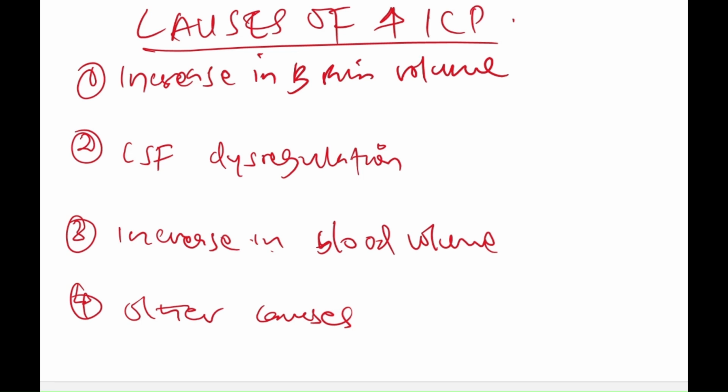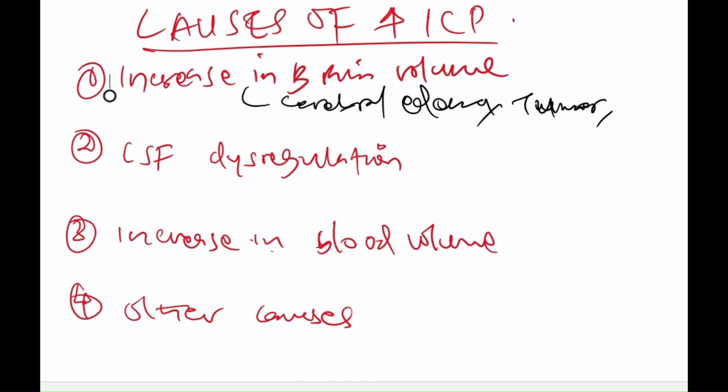Well, in today's video, these are the causes of increased intracranial pressure. Number one is increase in brain volume. This includes cerebral edema. We have things like tumor. We have things like abscess, brain abscess due to infection. We could have blood clots in the brain. We could have things like trauma due to accident, and then we have cerebral spinal fluid dysfunctions or dysregulations.